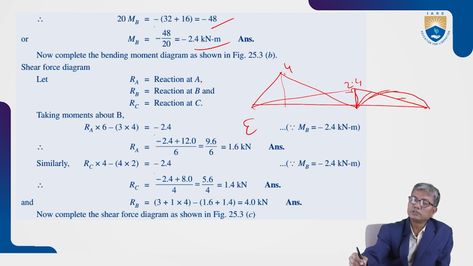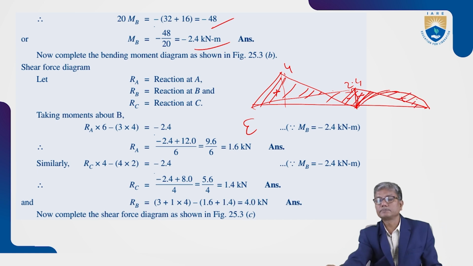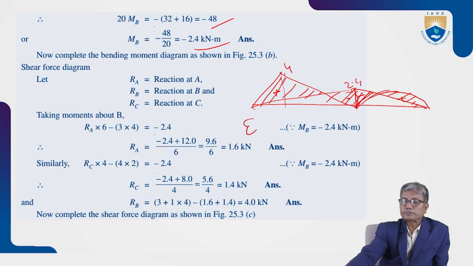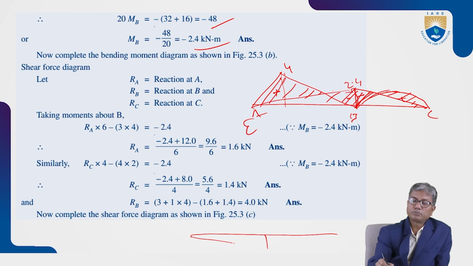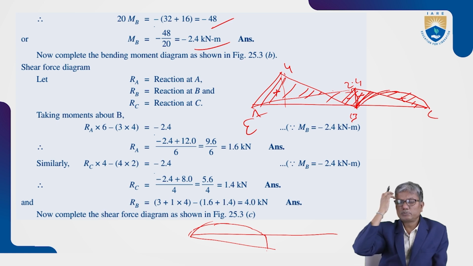Free bending moment diagram. So, the net bending moment diagram will be shown in these hatched lines. This is the net bending moment diagram. It can also be drawn something like this. 2.4.